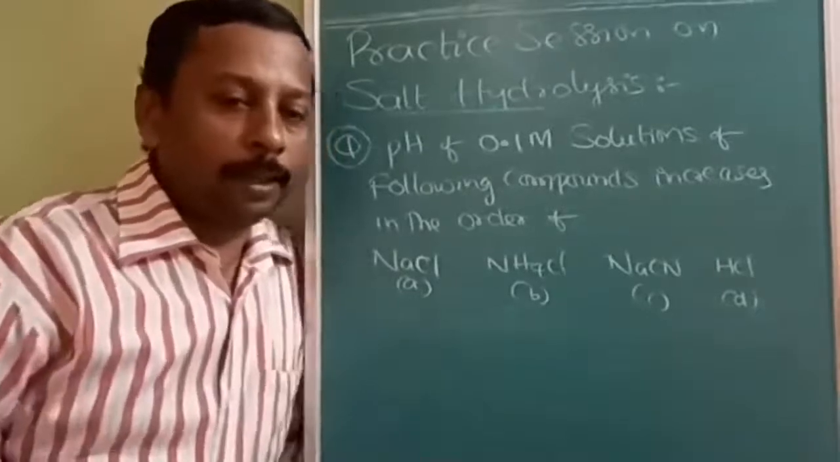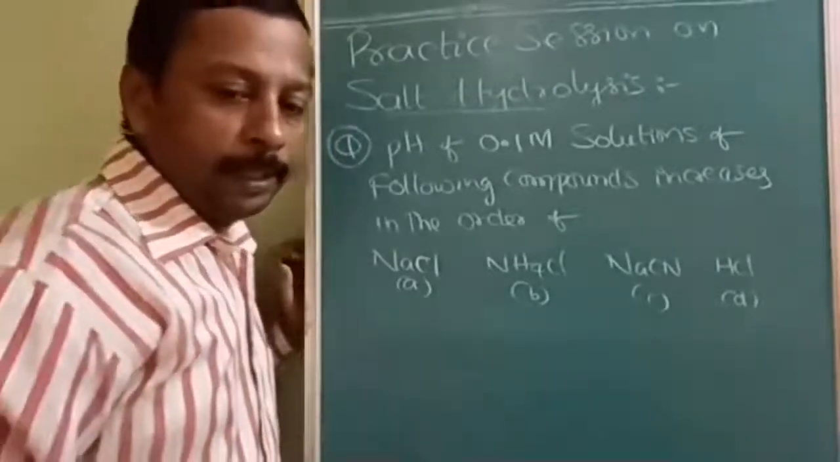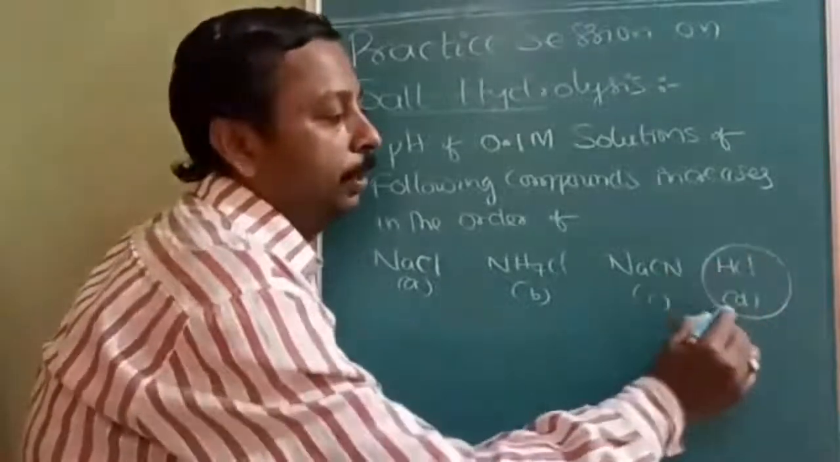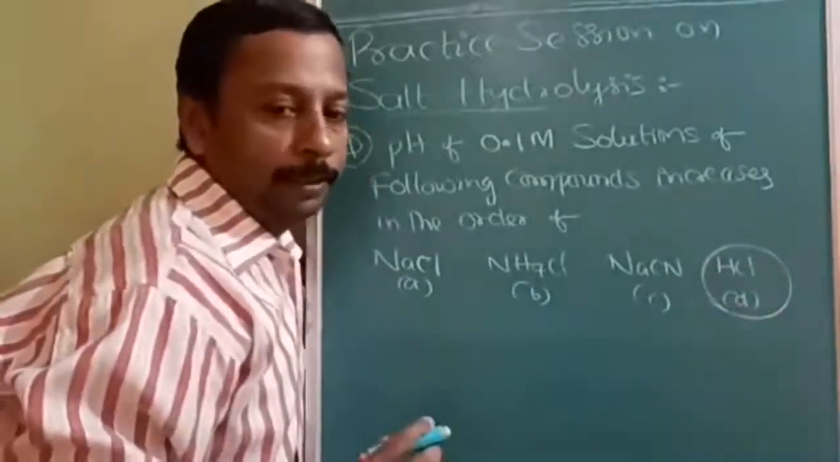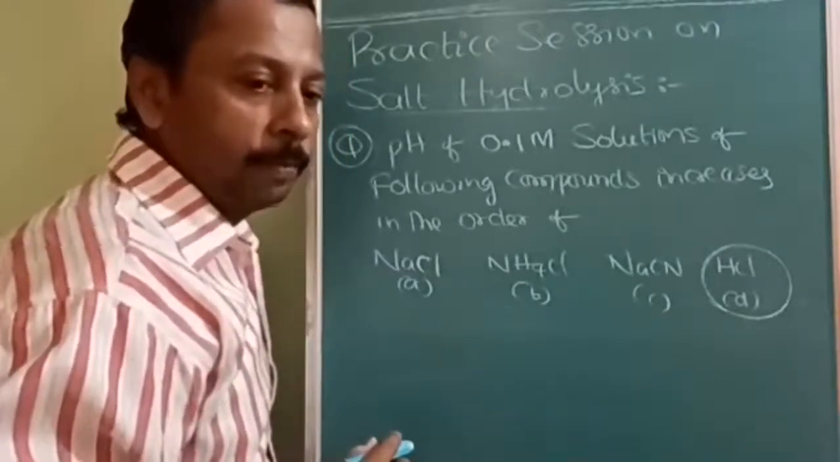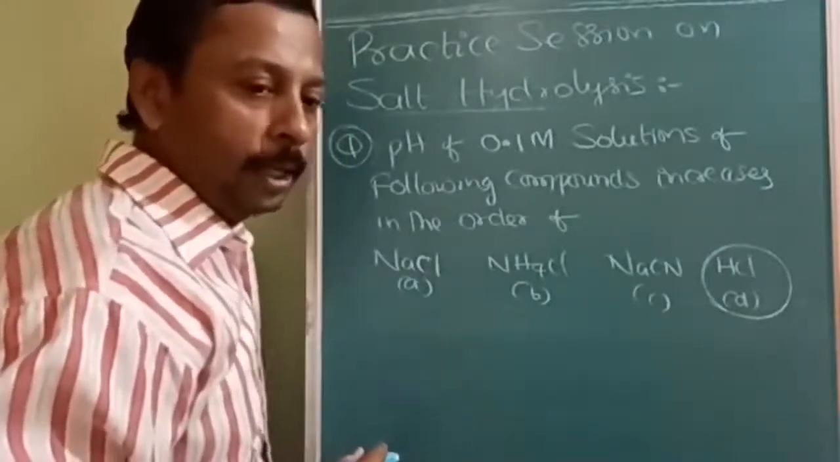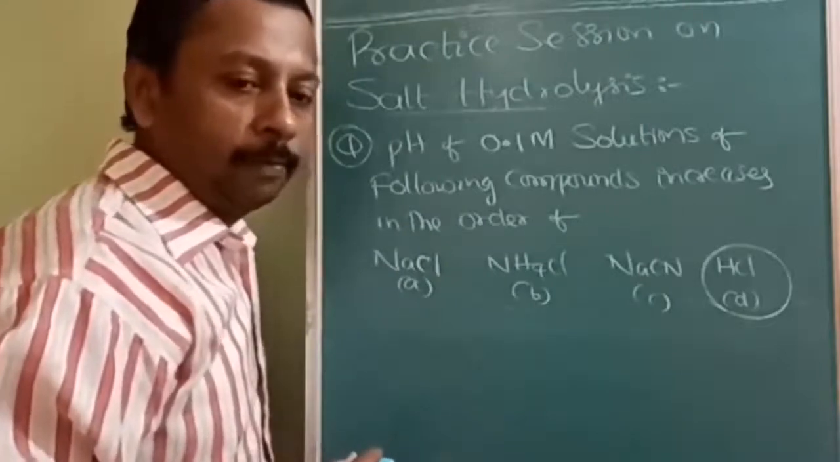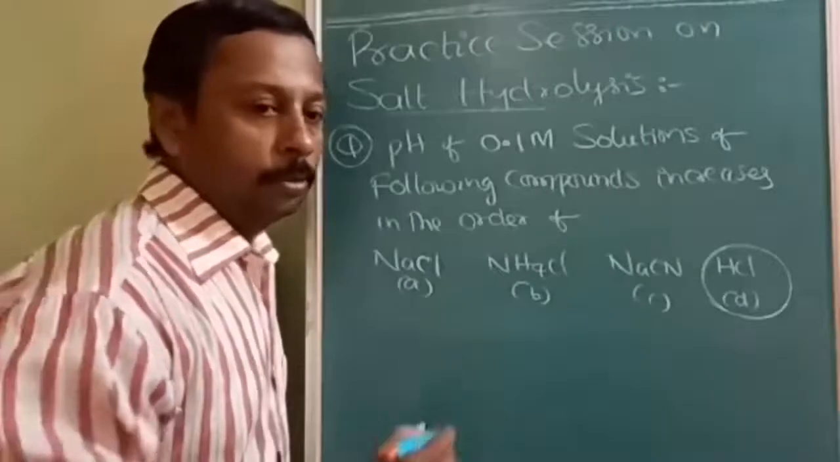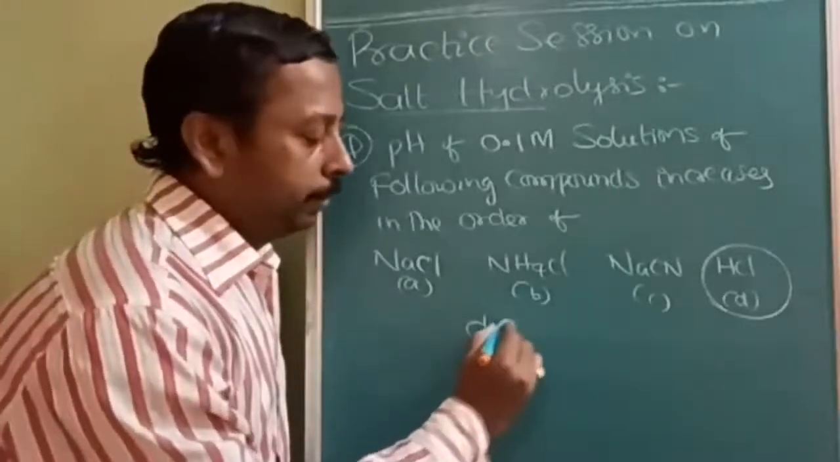Now all of you listen carefully. Blindly, HCl is the only acid, so pH will be lowest. Why? Because it is the only acid. An acid will have lower pH when compared to any salt. Okay. So the first answer will be D.